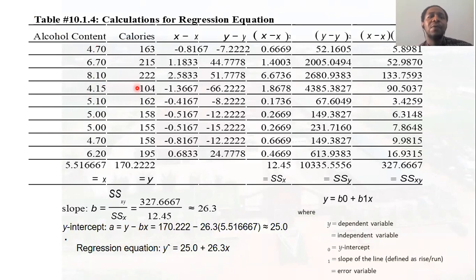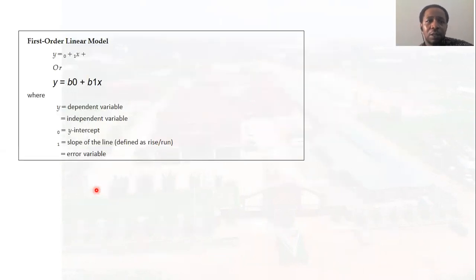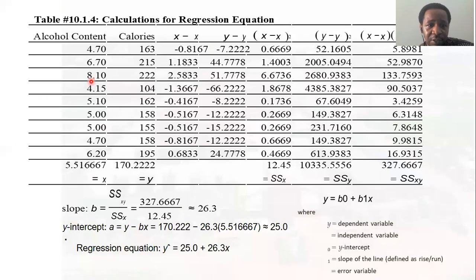Now you could be asked to calculate the regression equation. It's just simple. Remember that every regression equation, as we pointed out here, should be y is equal to beta 0 plus beta 1x. Now, since you have been given the alcoholic content and the number of calories, the first thing you have to do is to look for the mean.